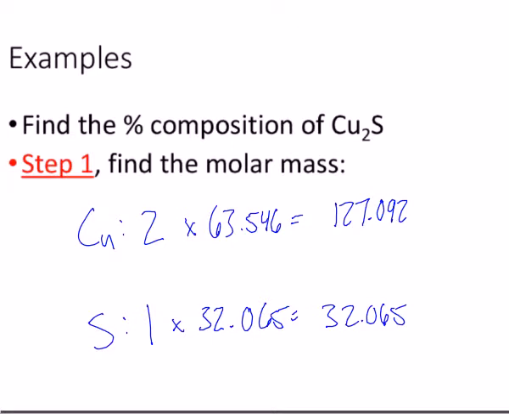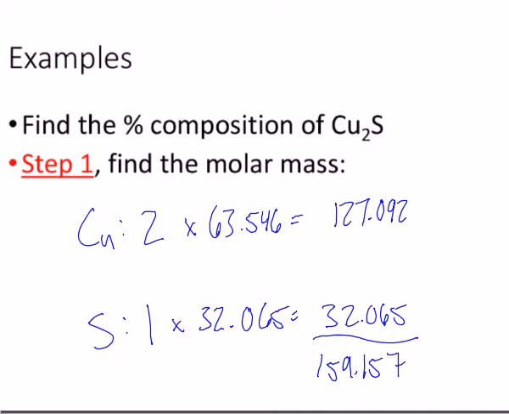Add them up, right, because it's the sum. Get the total. 127.092 plus 32.065. What is our molar mass total? This is where you've got to show all your work for molar mass. If you just put a number down on your paper, on your quiz on Friday, I'm going to mark it wrong. You've got to show me your work. Go ahead, Maddie. 159.157. Okay.